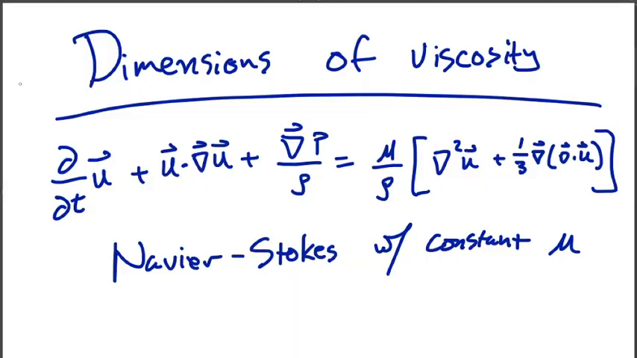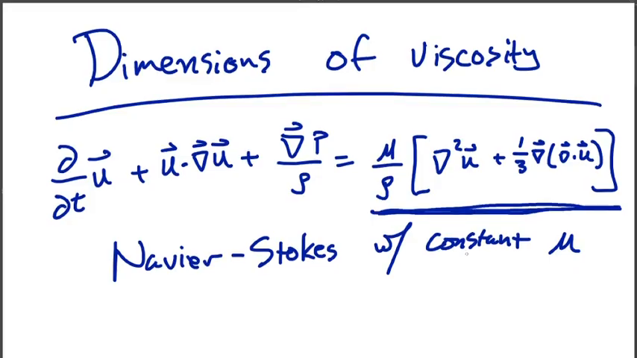Let's now consider what the physical dimensions are of viscosity and how it relates to fluid properties. We start with the Navier-Stokes equations with constant dynamic viscosity, mu, which takes this form where we have our momentum equation, our fully nonlinear momentum equation, with a right-hand side term that's a viscosity term, a Newtonian viscosity.